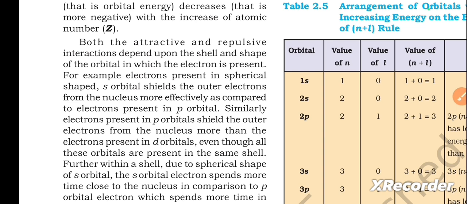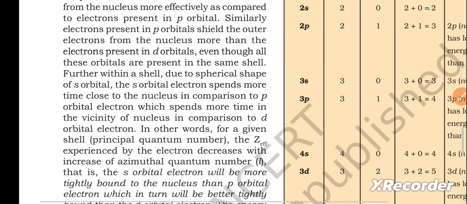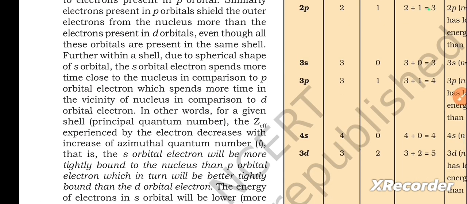Similarly, electrons present in the p orbital shield the outer electrons from the nucleus more than the electrons present in d orbitals, even though all these orbitals are present in the same shell. Further, within a shell, due to the spherical shape of the s orbital, the s orbital electron spends more time close to the nucleus in comparison to the p orbital electron, which spends more time in the vicinity of the nucleus in comparison to the d orbital electron.